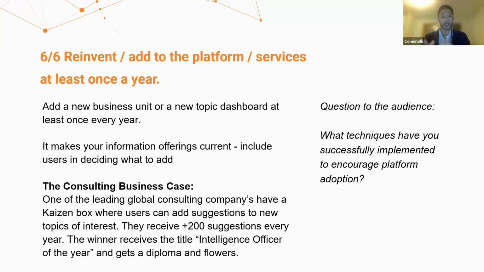Then we asked the CEO to say, this is important. And we will now introduce the Intelligence Officer of the Year reward, which is a diploma that is hung up in the reception of the HQ of the company for the entire year. Then they get the flowers as well. But that created this massive inflow of suggestions. Now they receive more than 200 suggestions a year. And based on the user-driven concepts of how to work better with information or how to integrate other parts of intelligence services into their platform, they drive change, renewal all the time.